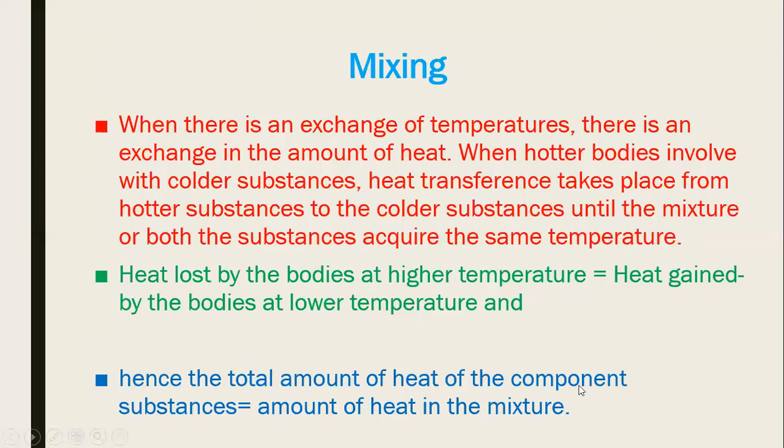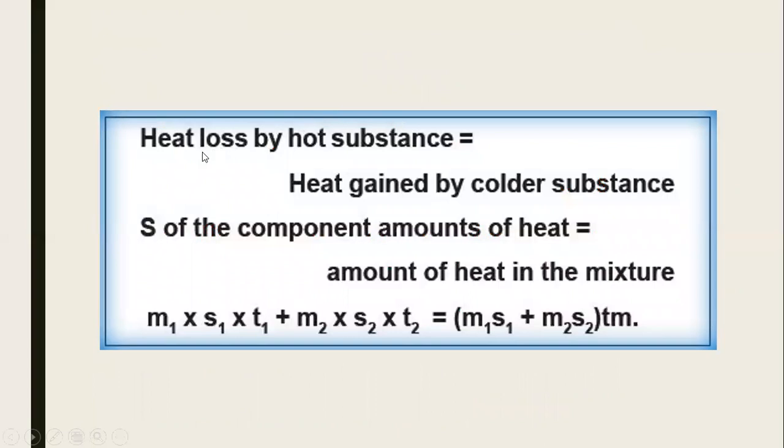Hence the total amount of heat of the component substances is equal to the amount of heat in the mixture. So you can write this equation: heat lost by the hot substance is equal to heat gained by the colder substance. It means the sum of the component amounts of heat is equal to the amount of heat in the mixture.